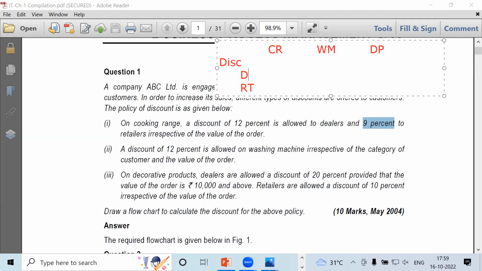So for dealer, let us say for cooking range, how much it is? 12%. For washing machine, it is 12% to the dealer as well as to the retailer. For the retailer, it is 9% in the case of cooking range. For washing machine, 12%. That is irrespective of the dealer and retailer, 12% is common.